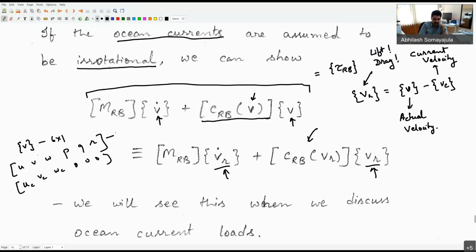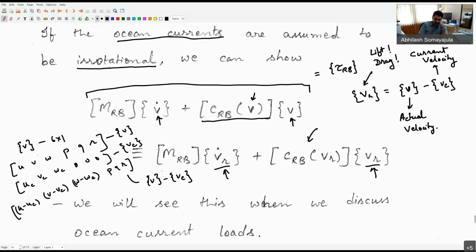Okay, so this is V, this is VC. And I want to actually take a difference between them. So when I take a difference between them, what do I get? U minus UC, V minus VC, W minus WC, and P, Q, and R. Is everybody with me so far? Yes, sir. This is V minus VC.